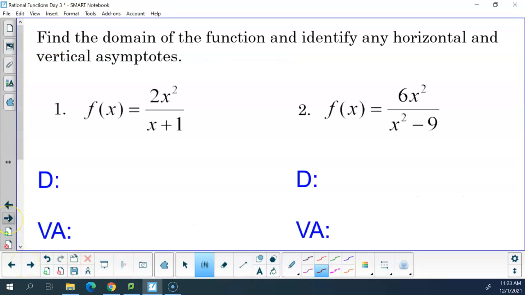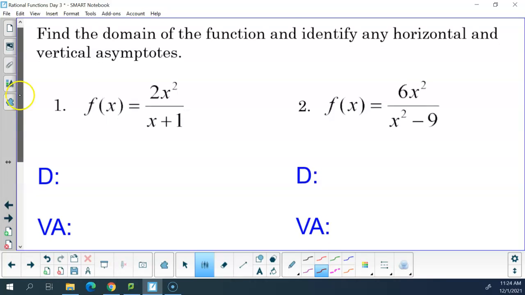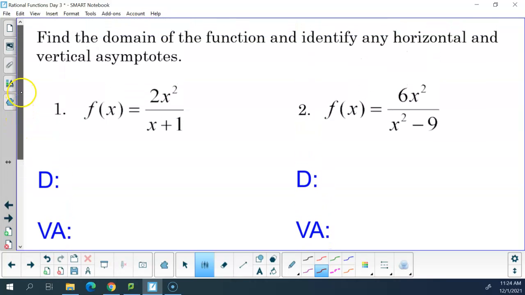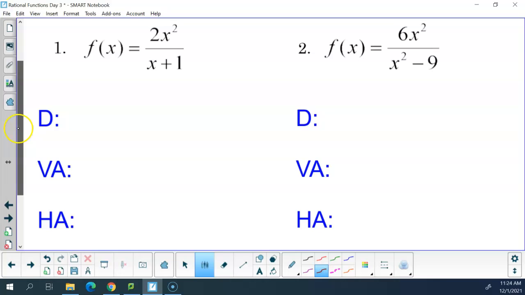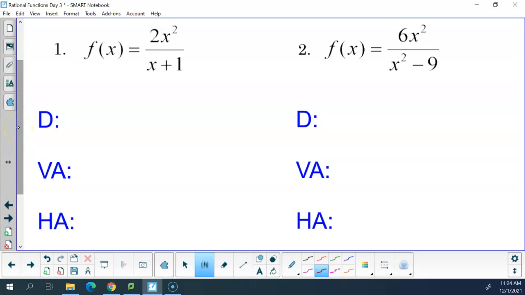Yes. All right. So, what I want to do for these 2 examples is find the domain of the function and identify any horizontal and vertical asymptotes. So I'm just going to scroll down. So that's what we're going to find. So we need to find the domain first, any vertical asymptote, and any horizontal. Give you a second to just write them down.